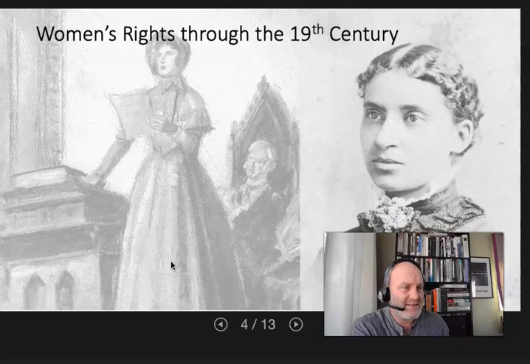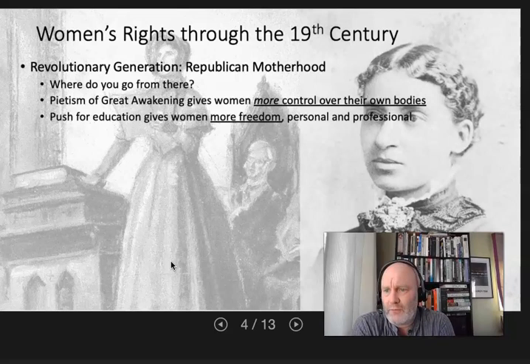We have covered that the word of the day for the revolutionary generation is Republican motherhood. But then where do you go from there, right? So a lot of women say, well, voting is obviously where you go from there. If we're so central to republicanism, if we're so central to translating virtue and values to young men, our sons, or policing our husbands, then why aren't we voting? The Great Awakening, say, the Second Great Awakening here, actually gives women more control over their own bodies.